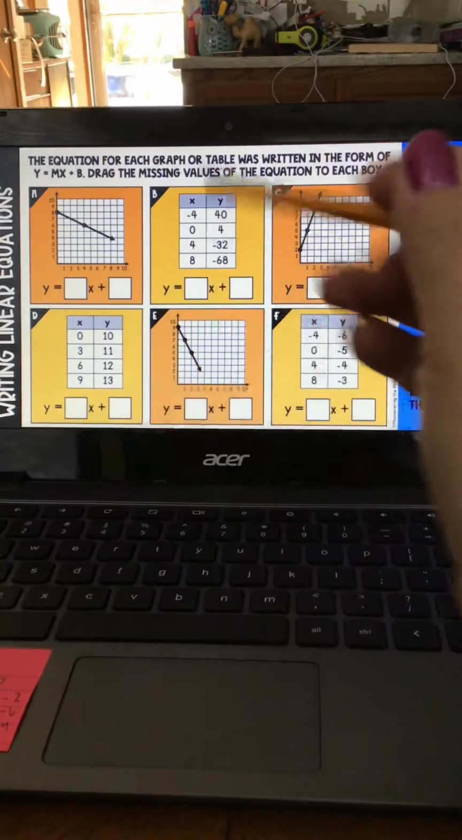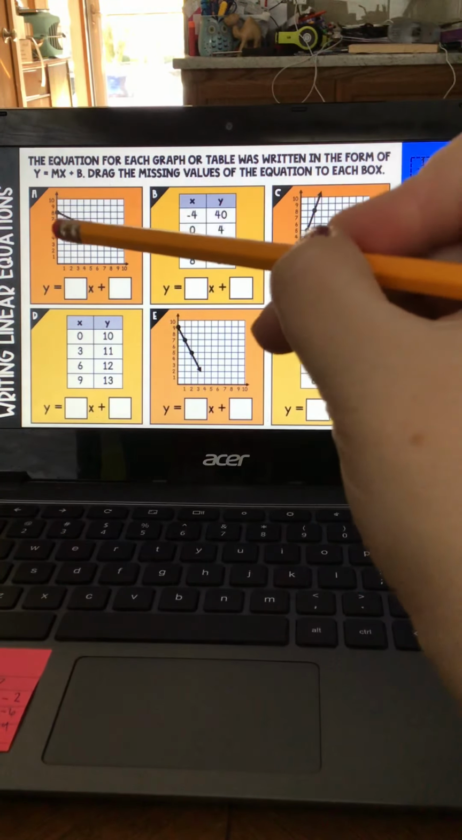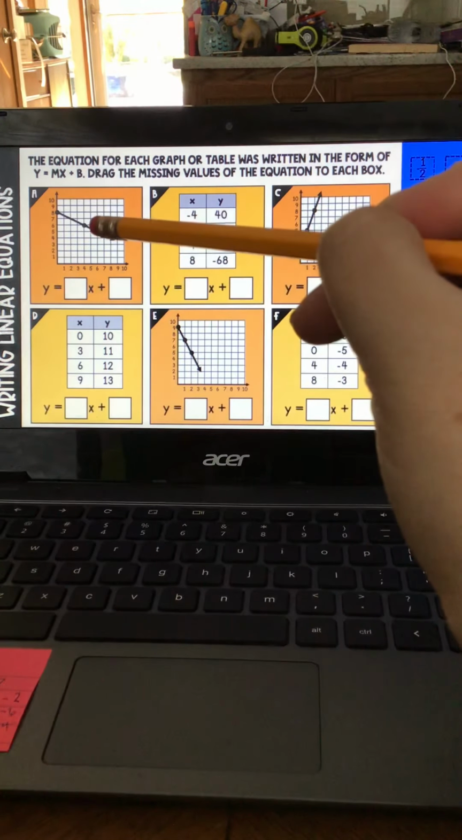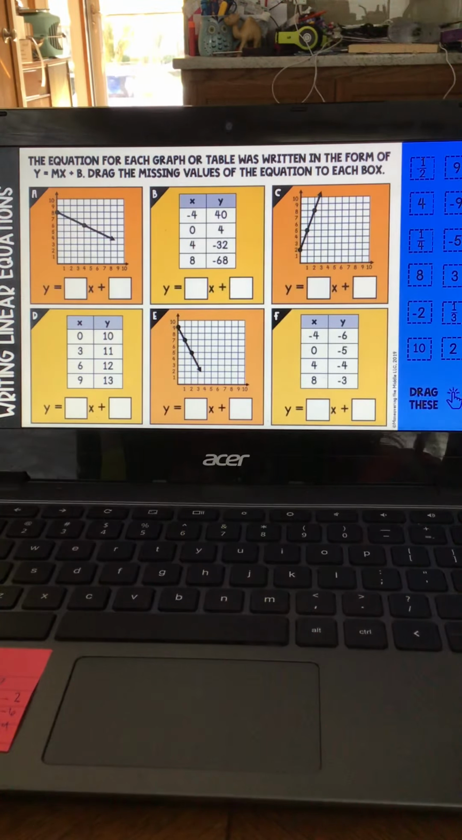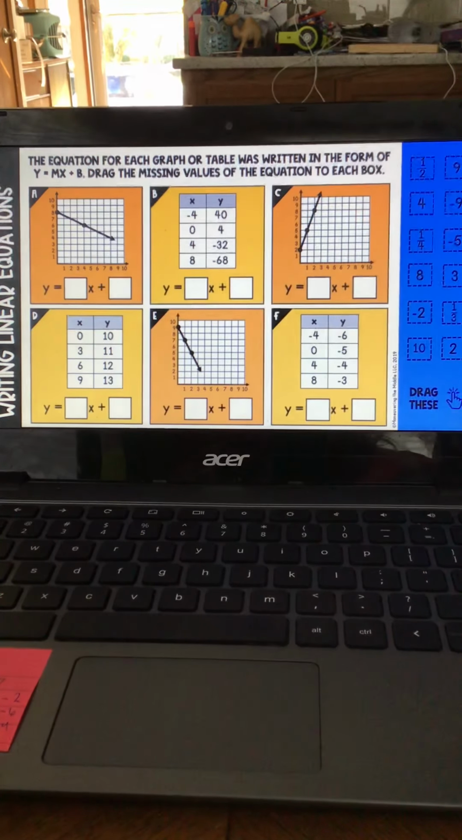So a quick overview if you're looking at a graph. If you're looking at this first one, if you were to count how many you rise and how many you run to get there. So in this case, I went down 2 and over 4. But what's 2 over 4 reduced? So 2 over 4 reduced would be 1/2. So the slope of this would be negative 1/2, which should be over in the boxes. And then what is the starting point on my y-axis, which would be 8. So those ones are very basic.